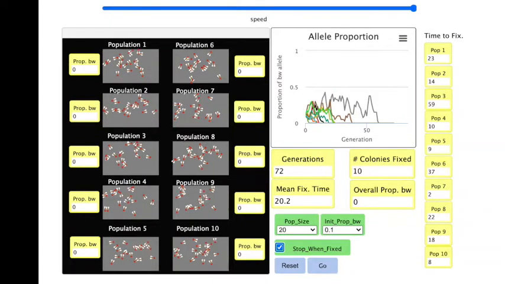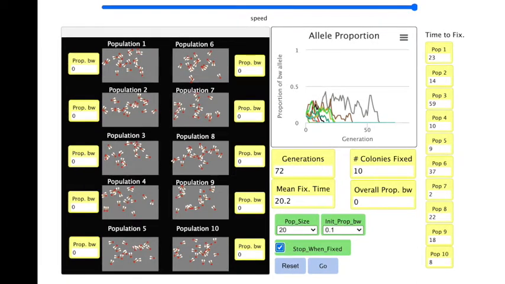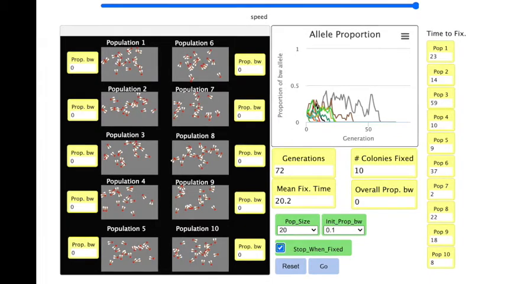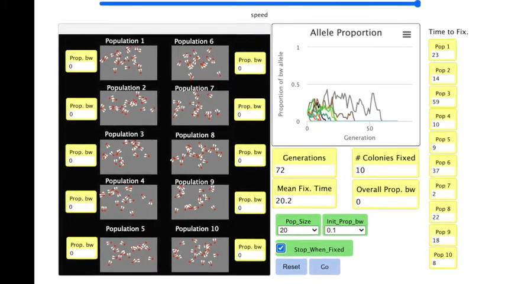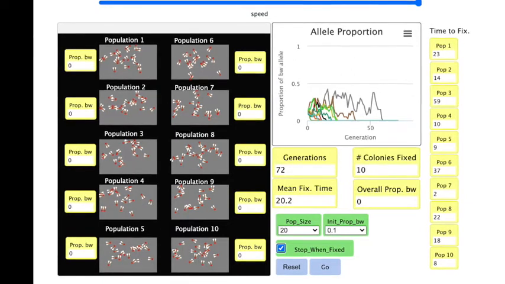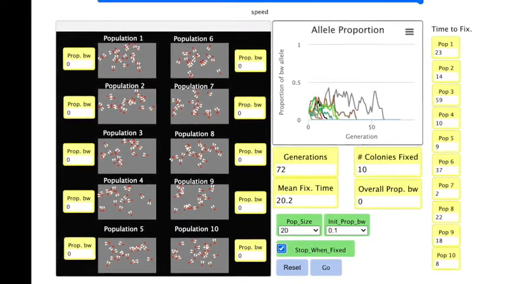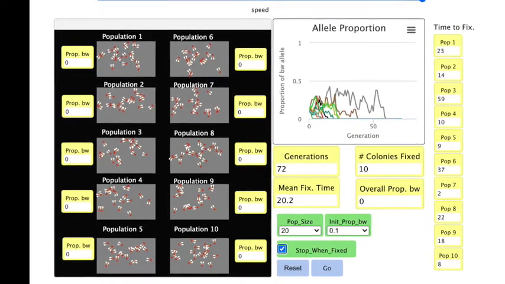For my final manipulation, I changed population size to 20 and the initial prop-BW to 0.1. A major finding was that the overall prop-BW became 0. The mean fixed time was 20.2, while generation was only 72, though all 10 colonies were fixed.